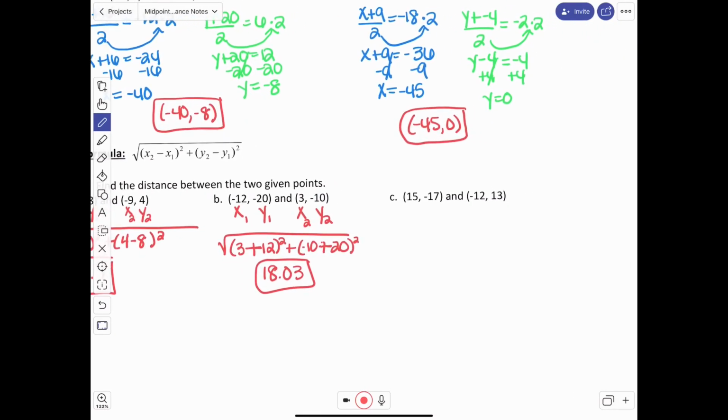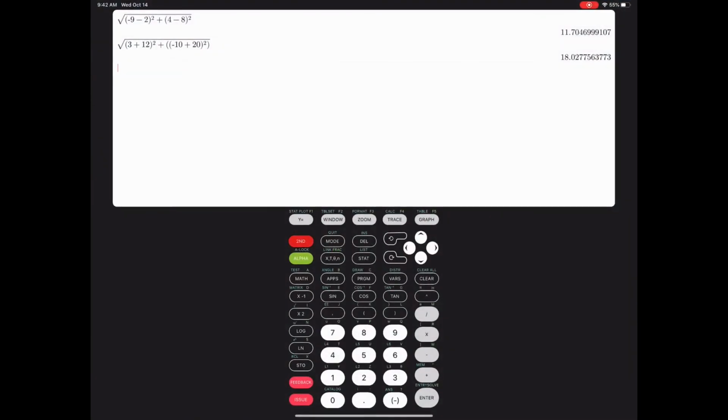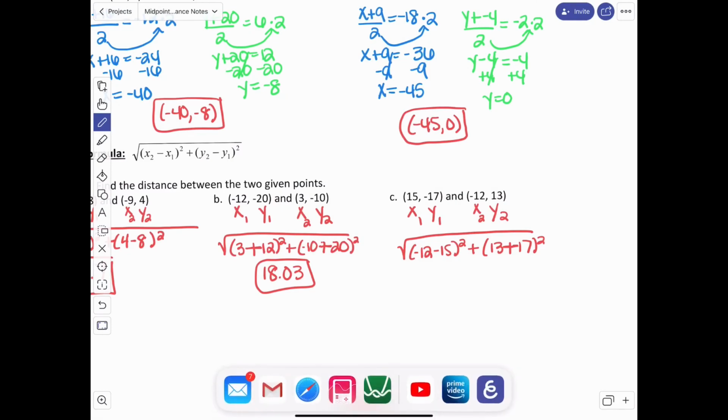Okay. So I've got xy, xy. Here's my first set of points, my second set of points. So I have -12 minus 15 squared plus 13 minus -17 squared. Now the double negatives is going to turn into a plus. Okay, so -12 minus 15, my first one. So the square root of -12 minus 15 squared. And then 13 plus 17 for my second one.